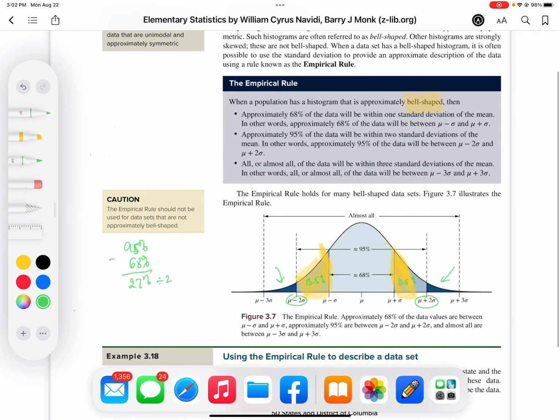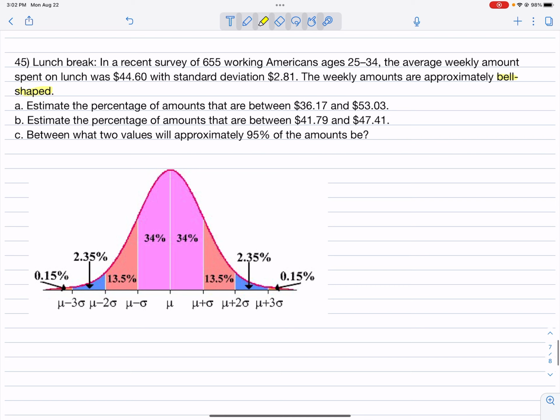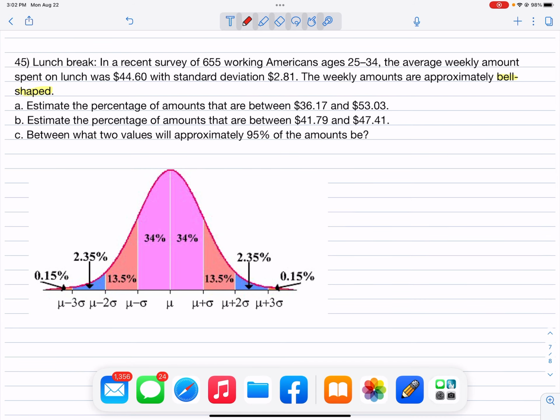I have another shape which is more detailed, right here. It is the same thing, but it gives us more detail for the empirical rule. We can use either this one or the one in our book. And how do I get this one? Let me show you.